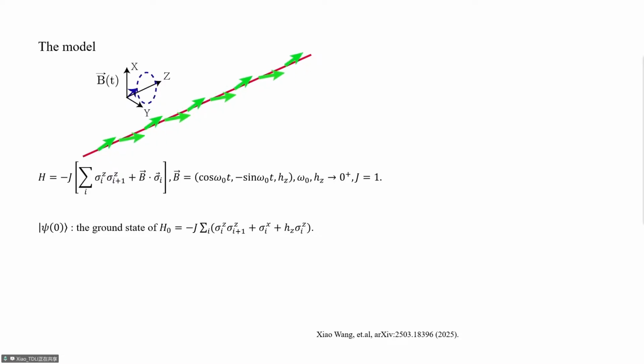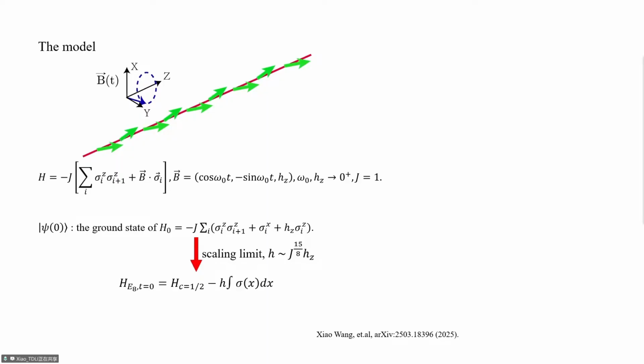So to make up both the rotating frequency and the longitudinal field hz, we are approaching zero. So this is a very slow rotating process with a very small hz, which is just a critical transverse field Ising chain with a very small longitudinal field. I've already introduced this in the morning. This corresponds to the low energy physics of this lattice model corresponding to an integrable quantum field theory.